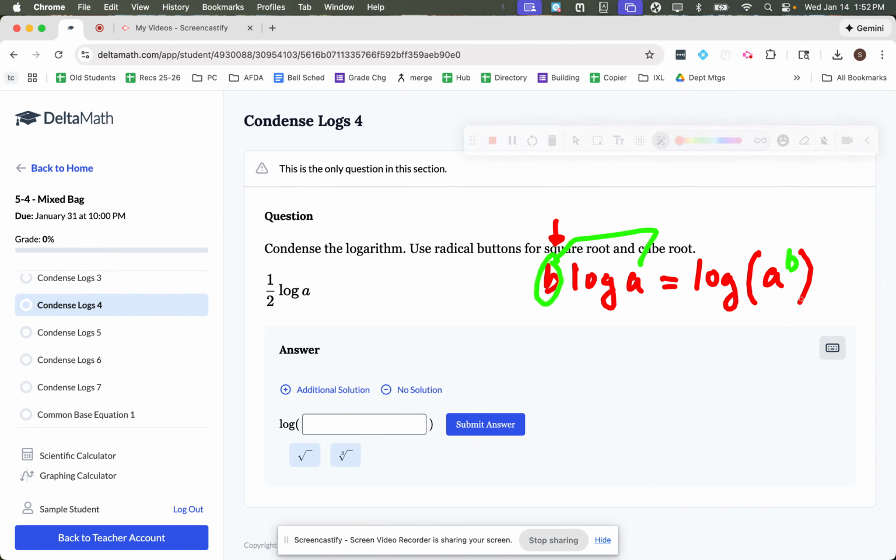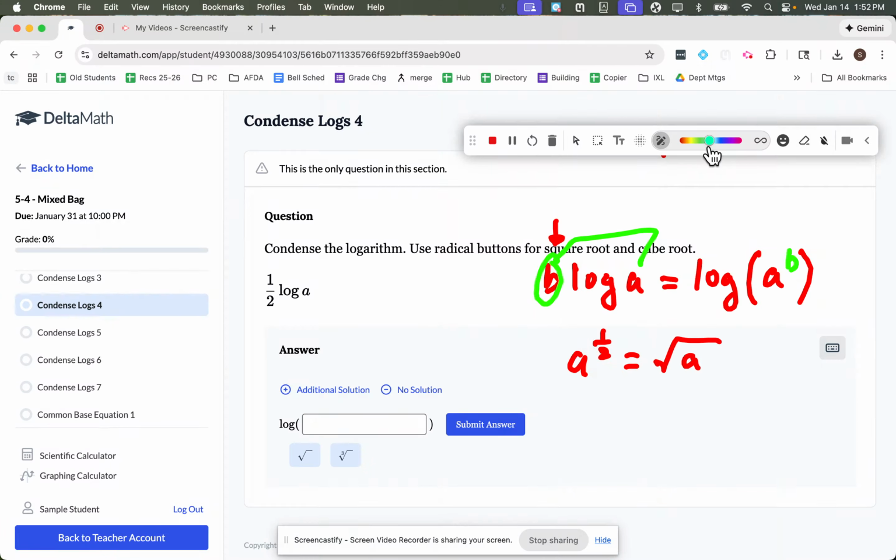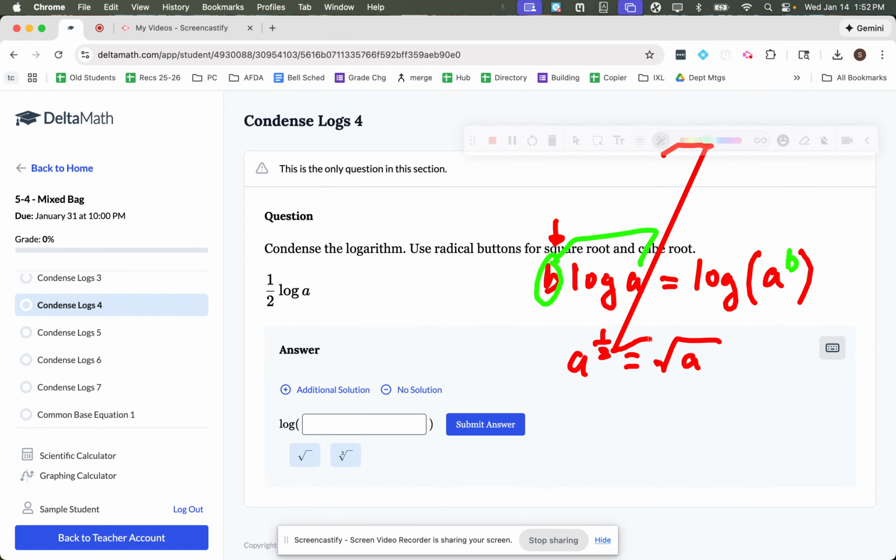Okay? But what if said b is a fraction? So here are the conversions. A to the 1/2 is square root of a. Okay? This number down here called the index, if you remember, whoops, that's weird. Sorry about that. That goes into the pocket.